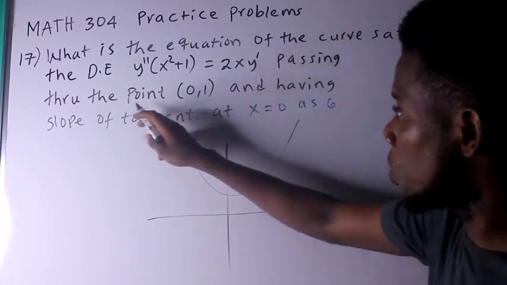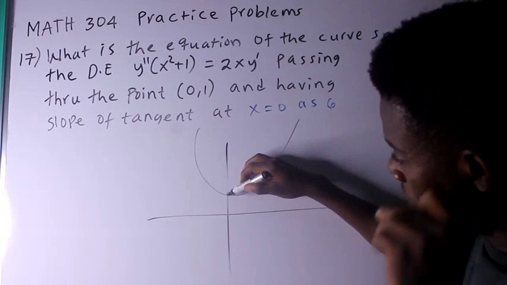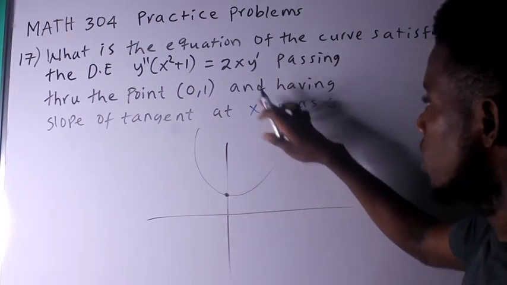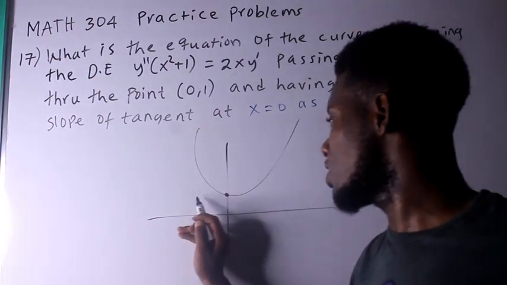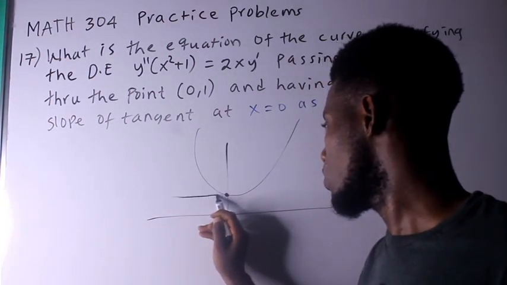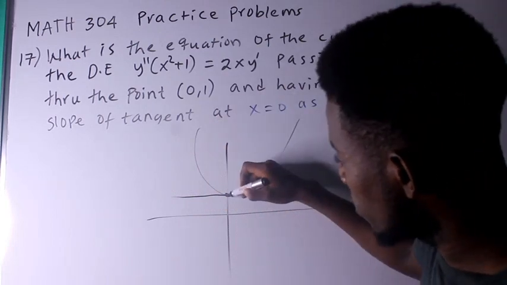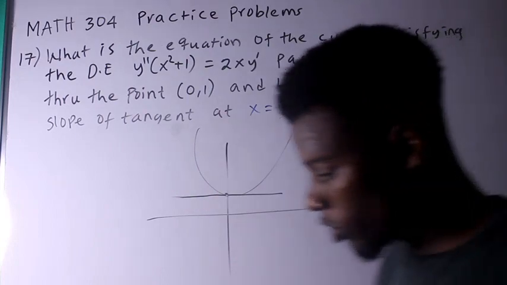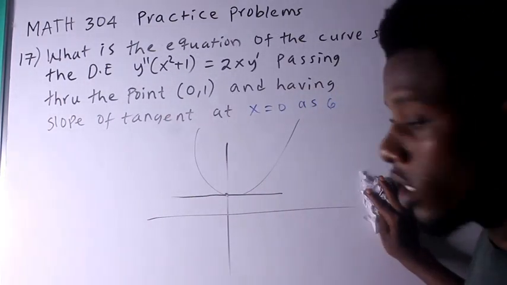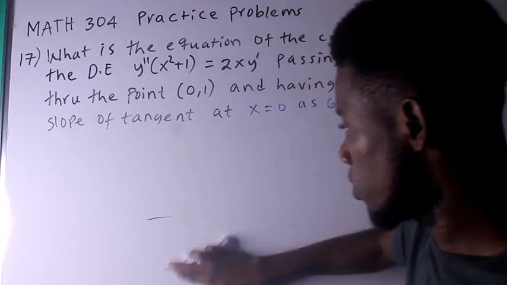And this curve passes through the point (0, 1). So what is (0, 1)? x is 0, y is 1. So the curve passes through this point. And the curve has a slope of tangent. If you draw a tangent line to this curve, the slope of this tangent line at x equals 0, at this particular point, is 6. So what is the equation of that curve? This is just a pictorial representation of what the question is about.